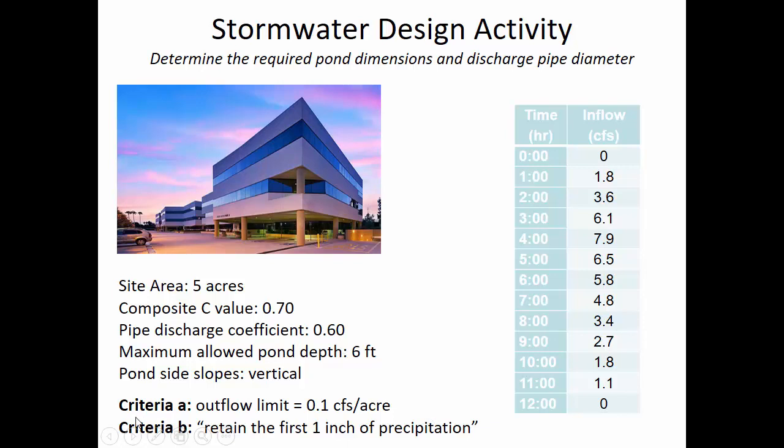Criteria B would be representative of the statewide ordinance, which says you have to retain the first inch of precipitation. What that means is, over this 5-acre site, you should have enough volume in your pond to retain all of the water that runs off of a 5-acre site during a 1-inch storm. So Q equals CIA, you would use the C value, the area of 5 acres, and you're assuming 1 inch of precipitation. So what volume of water is that, and can our pond hold it, is the question.